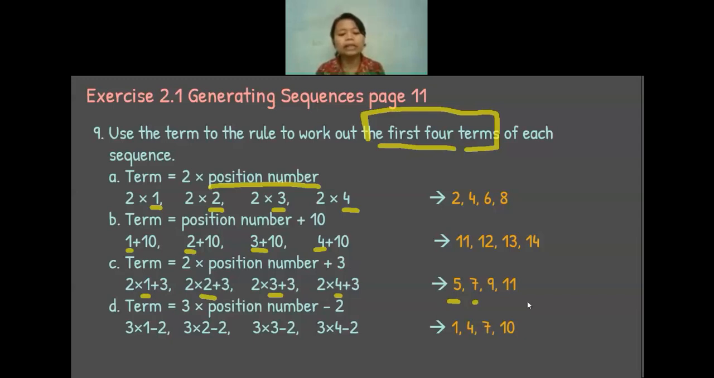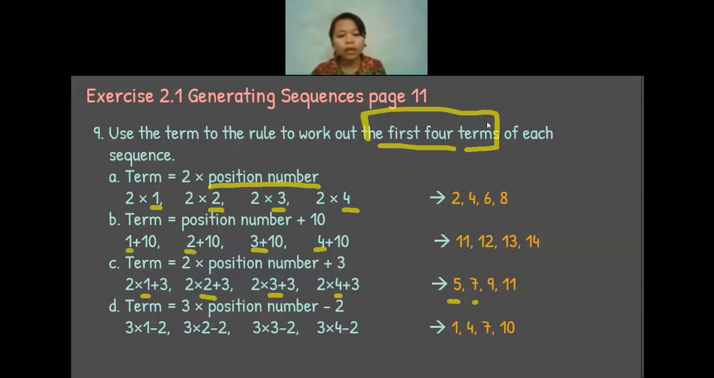For question 9d, the position number again, we will replace it with 1, 2, 3, 4, and then multiplication comes first before the subtraction. We have to calculate based on BODMAS. We have to finish the multiplication first. So 3 times 1 will be 3, 3 minus 2 will be 1, 3 times 2 is 6, 6 minus 2 is 4, and so on. So later in here, it will be 1, 4, 7, and 10.